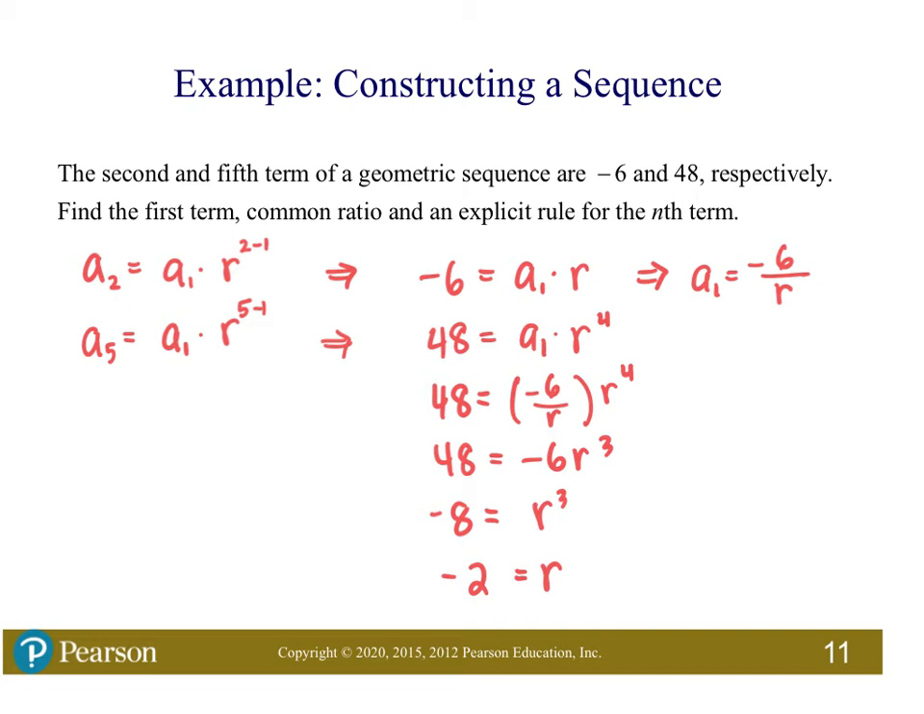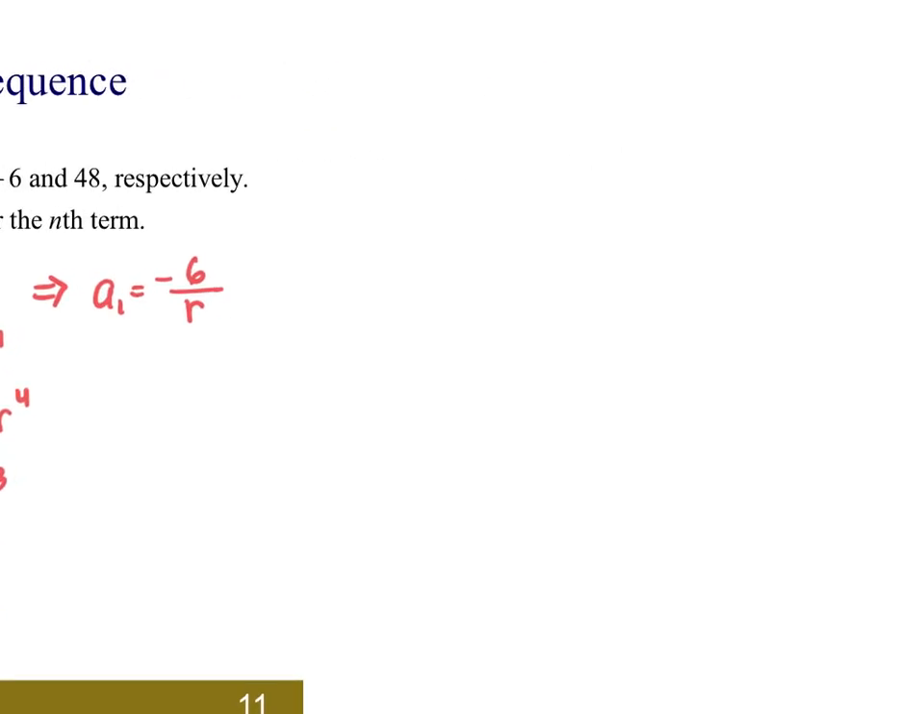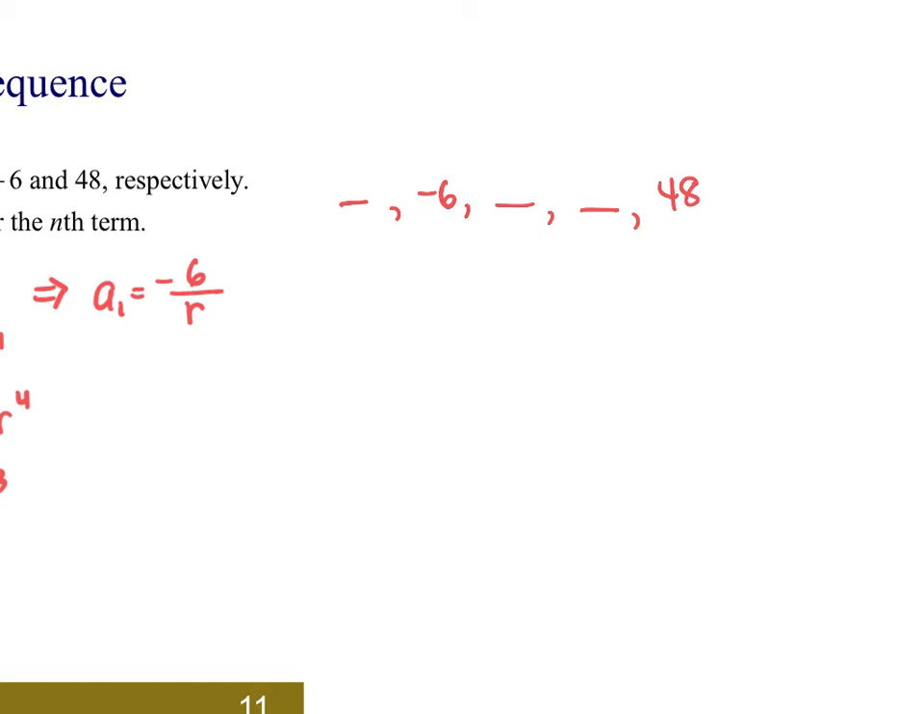From that, I can work backwards, and I now know the multiplier, and I know the explicit term. So let's fill in the gaps here. We have blank, and then -6, and then blank, and then blank, and then 48. We know our multiplier is -2, which means this term has to be 12, and that has to be -24.